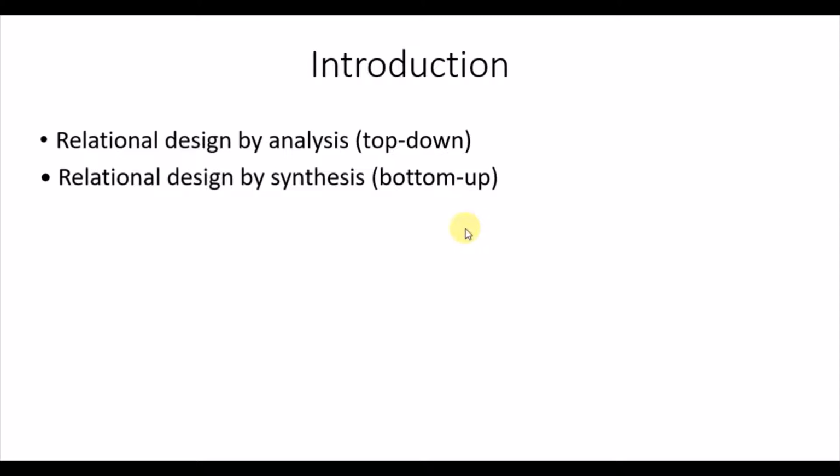In the case of relational database design by synthesis, or the bottom-up strategy, we start from a universal relation or universal database, and from that we'll have some set of attributes. For example, if we have a college database or college relation, we'll have all the possible attributes there.